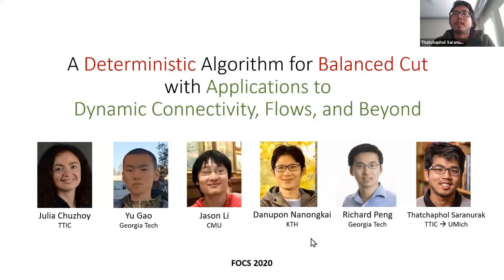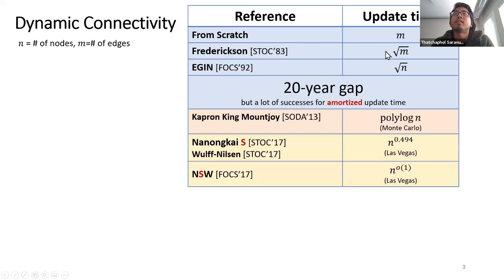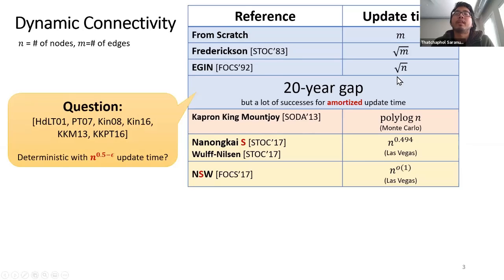Just to motivate this work a bit, why it's exciting, at least for me, let's look at the applications. The first application is dynamic connectivity. This is a basic dynamic graph problem where you are given a graph that undergoes edge updates, and you just want to check if the graph is connected after each update. It has a long history, and Eppstein et al. showed how to solve this problem with root n worst-case update time. Then there were more developments, a lot on amortized update time. But people asked: can you improve this root n worst-case update time to something significantly less than root n and still be deterministic?